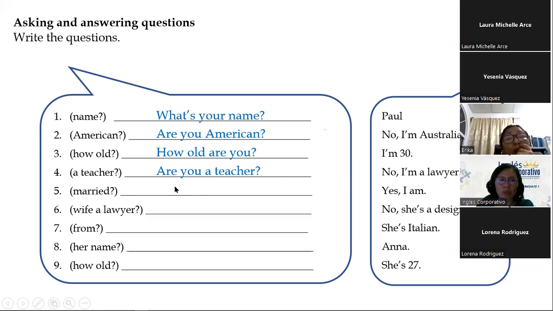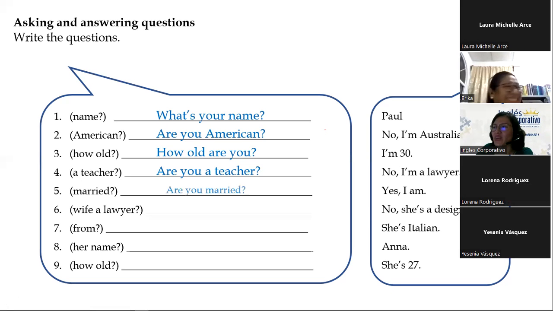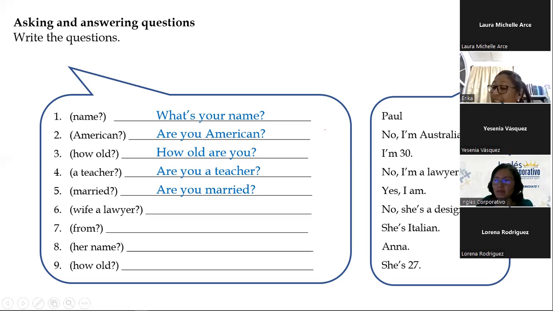What about number five, Erika? Are you married? Okay, are you married, right? Are you married? Yes, I am, okay. What about number six? Volunteer for number six. Thank you, Yesenia.